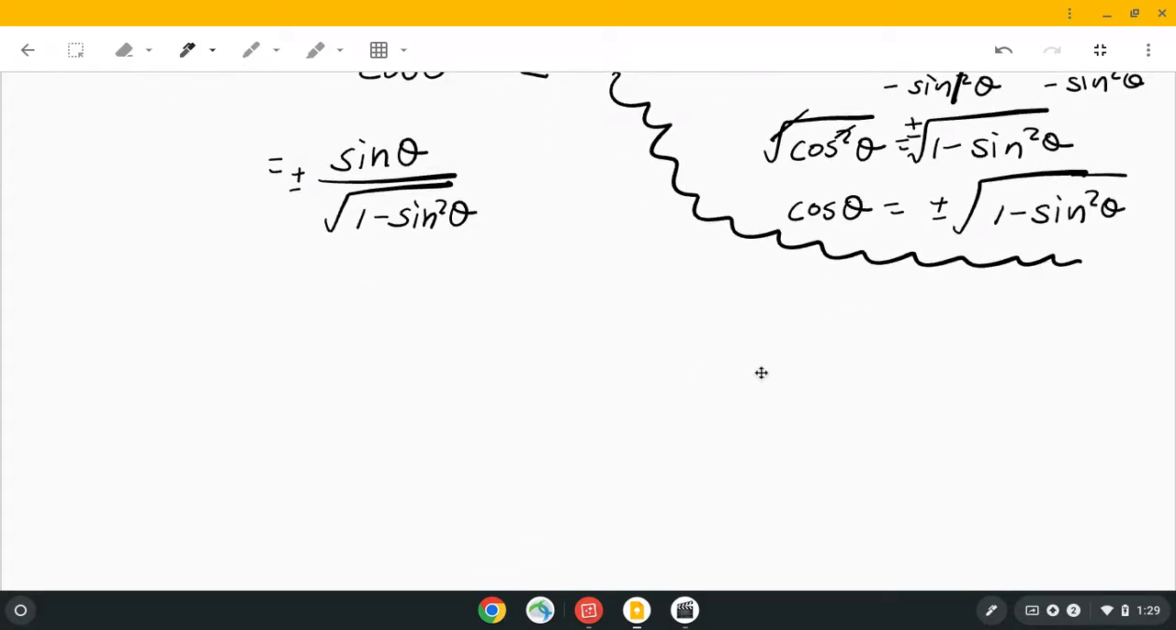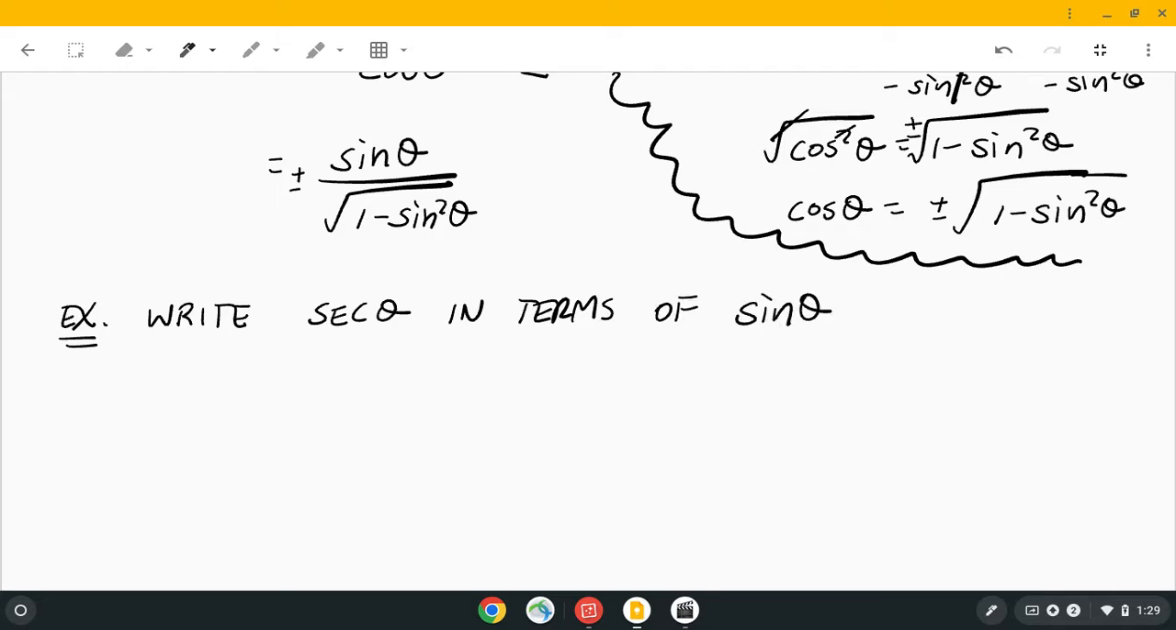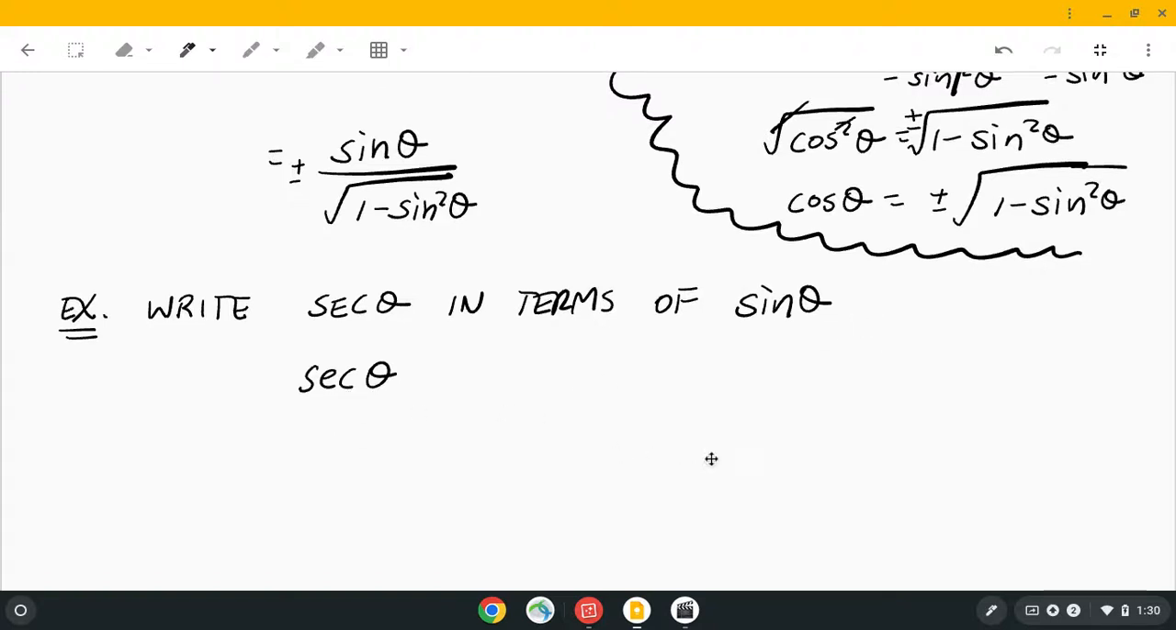Okay, let's try another one. If you think you want to give this next one a try without seeing how I do it, you can always pause the video. So let's write secant theta in terms of sine theta. Okay? All right, so hit the pause button if you want to try it without me, or continue watching. Okay, so secant theta, so we want to write it in terms of sine. Okay, well, we know secant is the reciprocal of cosine, so let's start there.